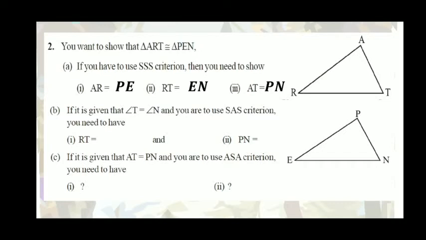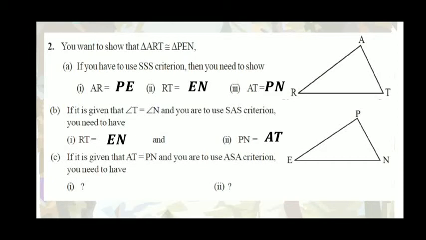Now likewise in the second one, angle T and angle N are given to be equal, and you have to say how you could prove that the triangles are congruent by SAS test. How could you make the triangles congruent by SAS test? That means angles are given. This angle should be the included angle. Therefore, your sides must be RT equal to EN, and PN should be equal to AT, because that would be telling us that angle T and angle N is sandwiched between these two congruent arms of the triangles. That's how SAS test would work for these triangles if we have to prove them congruent.